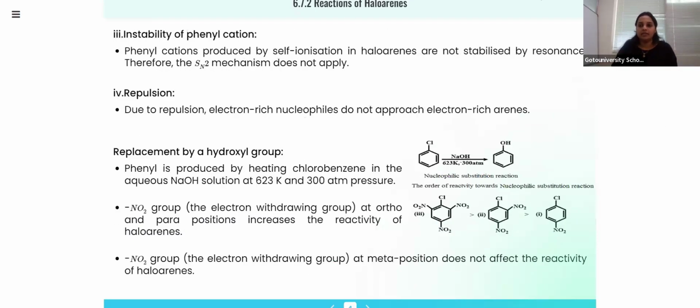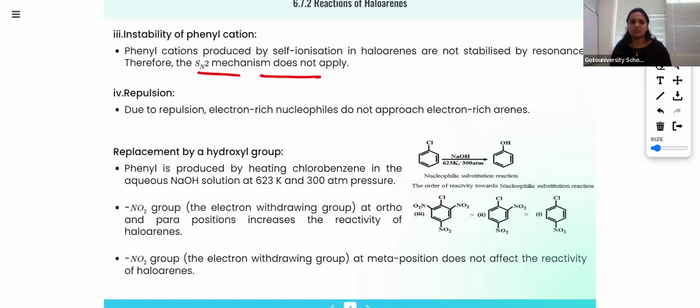Okay. Now, the instability of phenyl cation. Phenyl cation produced by ionization is not stabilized by resonance, so the SN1 mechanism doesn't apply because it is different from that of the haloalkane. Now, due to repulsion, electron-rich nucleophiles do not approach electron-rich arenes. That is another one. Okay.